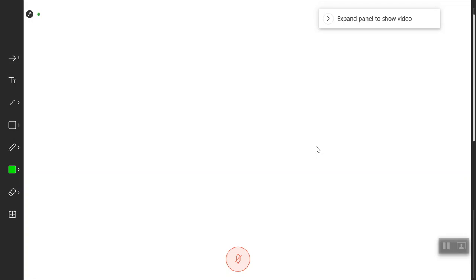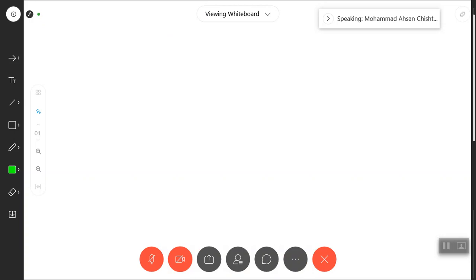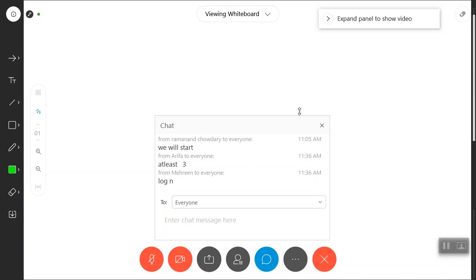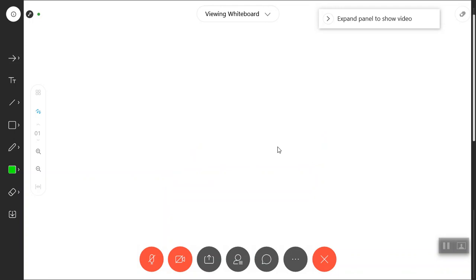Do we have some way of writing text within this? It will be easier for me. Which icon do I have to press for typing? I tried. Yes, yes.